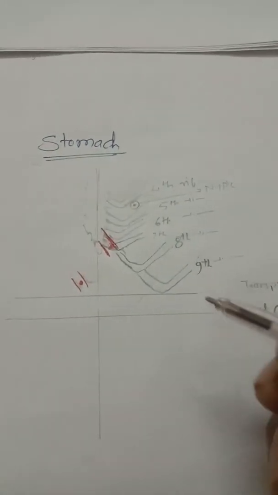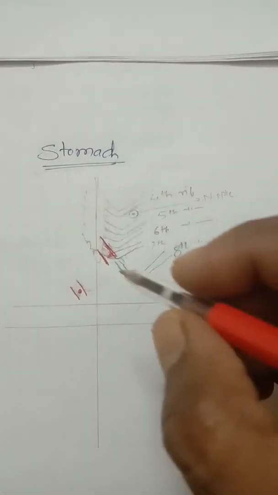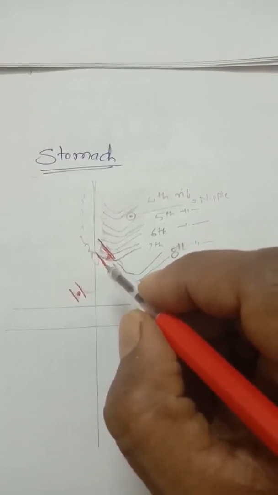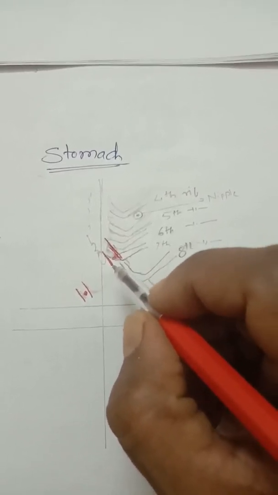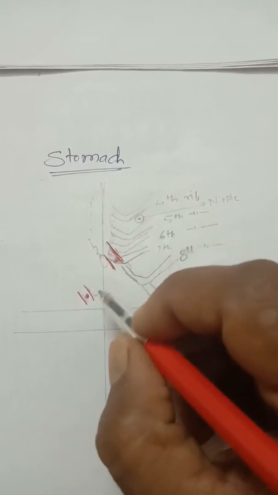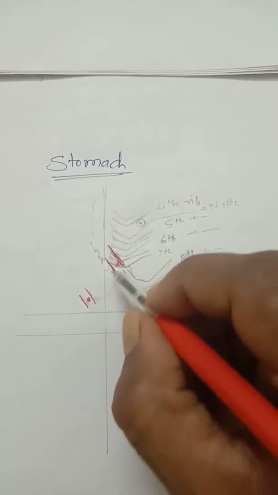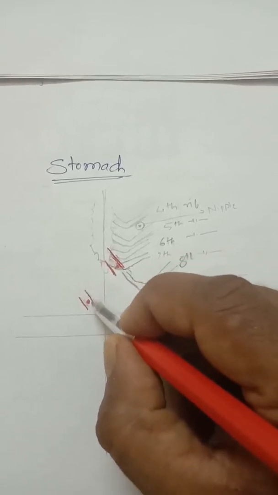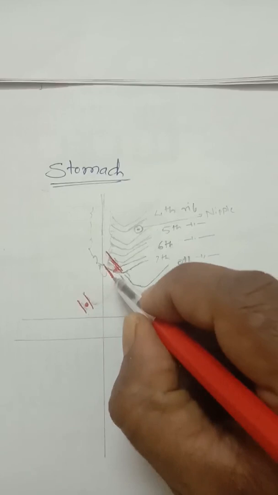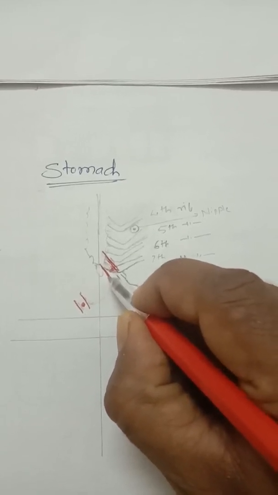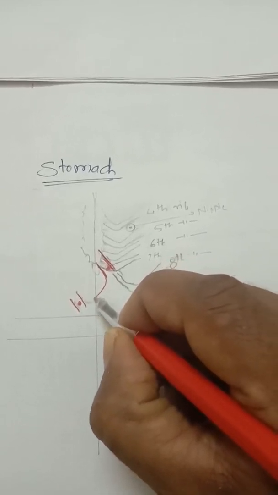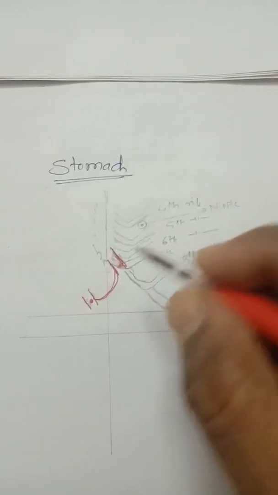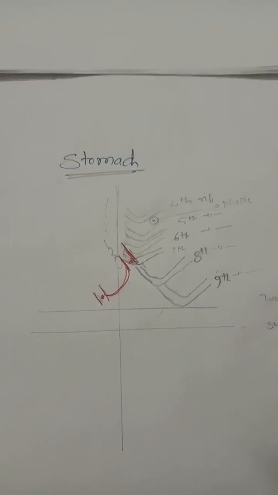Then to draw the lesser curvature of the stomach, draw a concave line connecting the medial margins of both ends. This is the medial margin of the cardiac end and this is the medial margin of the pyloric end. You should draw a concave line joining the two ends. So this is the lesser curvature.